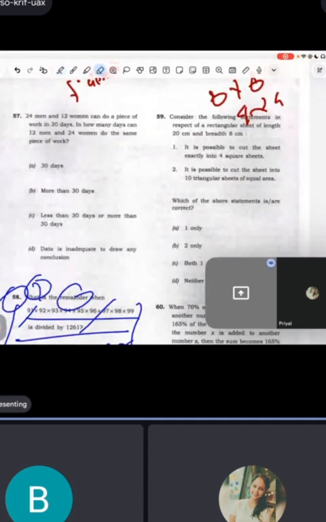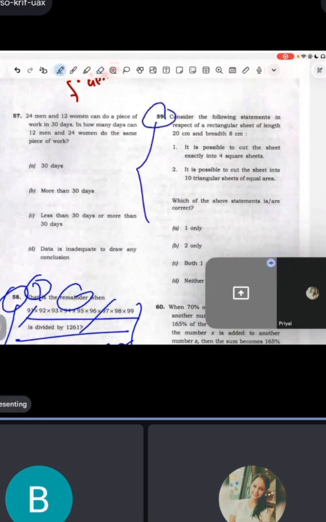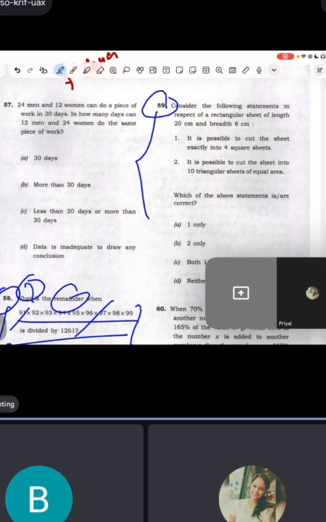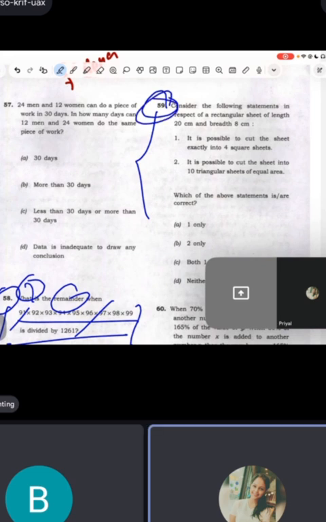And read this question. Consider the following statements in respect of a rectangular sheet of length 20 centimeters and breadth 8 centimeters. One: it is possible to cut the sheet exactly into 4 square sheets. Two: it is possible to cut the sheet into 10 triangular sheets of equal area.